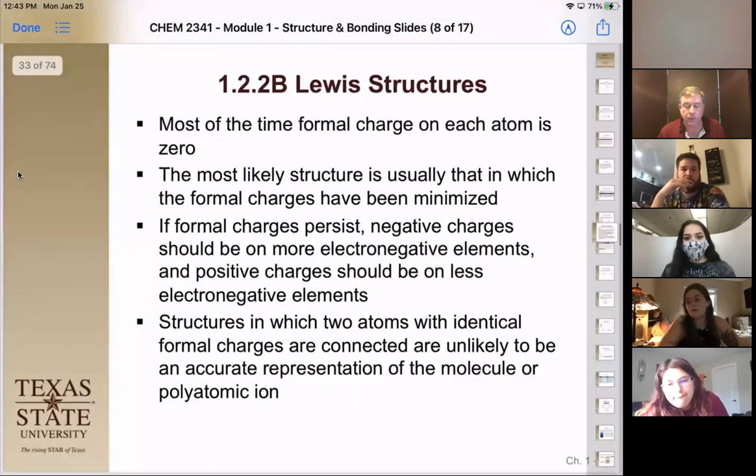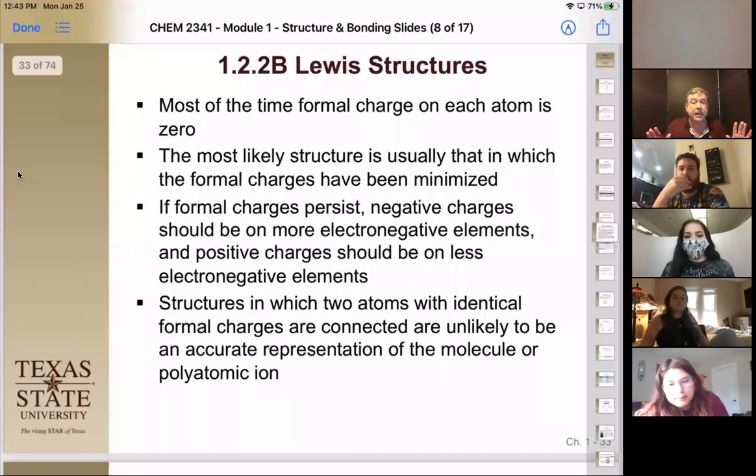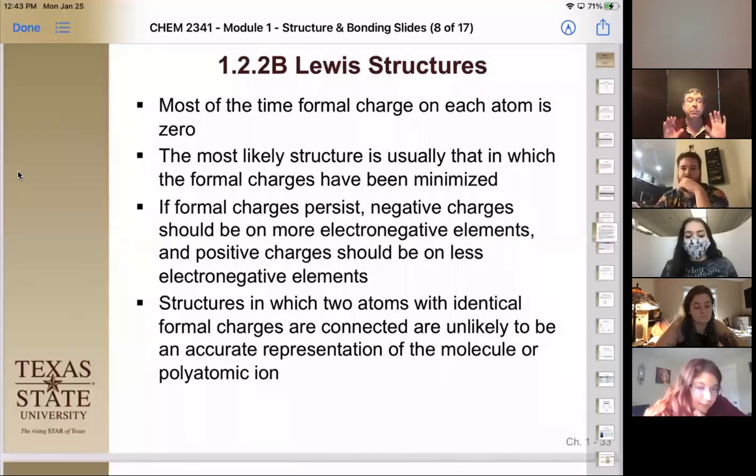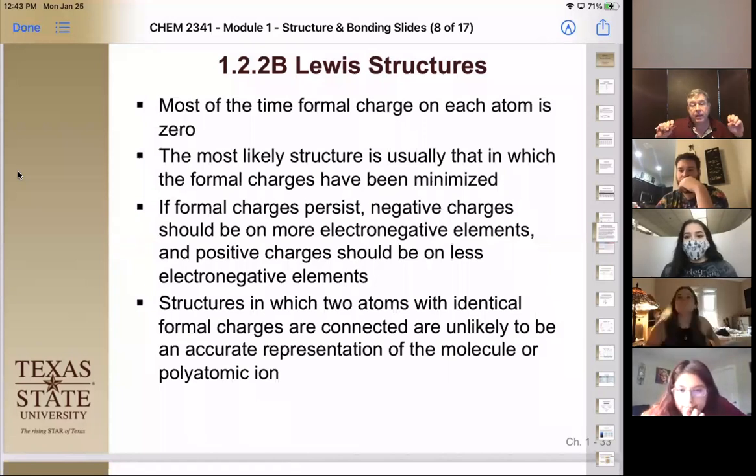Okay, so overall, most of the time, the formal charge on each atom is 0, okay? Sometimes you might be able to rearrange them to minimize that charge, but sometimes you will have a formal charge on there. Negative charges should be held on the more electronegative atom, the one closest to fluorine on the periodic table. The positive charges should be on the less electronegative atoms. Okay, so think carbons and metals and stuff like that.